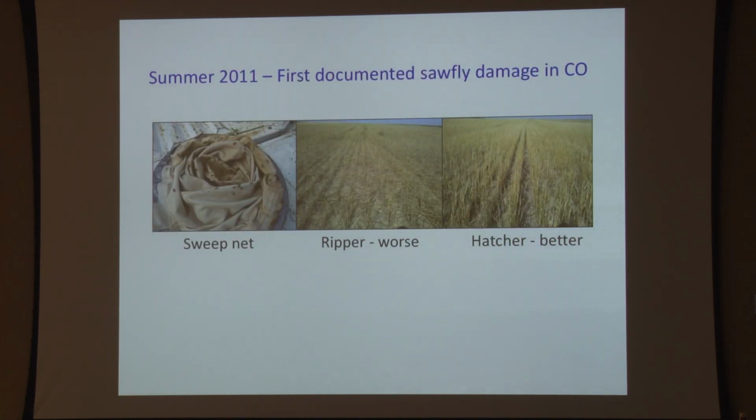So this is 2011, the sweep net showing a lot of adult flies there. Ripper was a variety that was very badly affected. Maybe you can see all the stems lying on the ground. And then Hatcher, another Colorado variety, not nearly as effective. So there is variation within the breeding program.